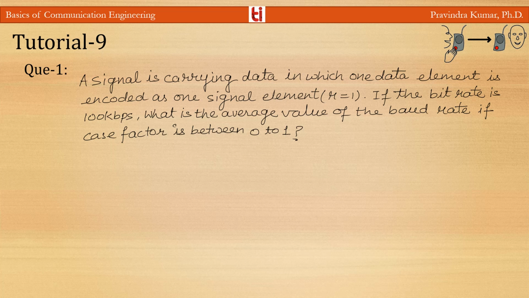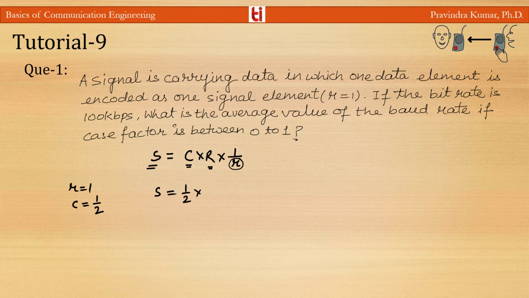So you know the relation between signal rate and data rate: S is equal to c into N into 1 by r. This S is the baud rate, c is the case factor, N is the data rate, and r is the predefined factor. Here you have given r is equal to 1. If I consider the case factor c as 1 by 2, then S will be 1 by 2 into the data rate, which is 100 kbps, and r is 1. So the signal rate is 50,000, or you can say the signaling rate is 50 kbaud.